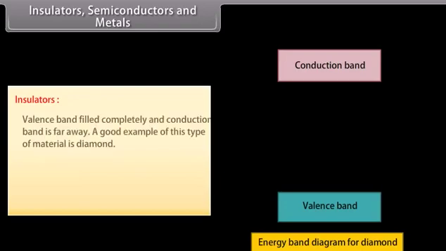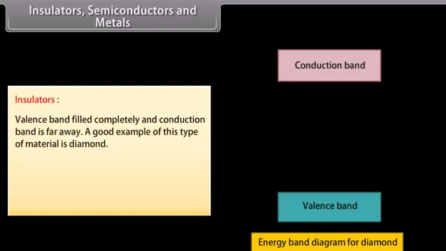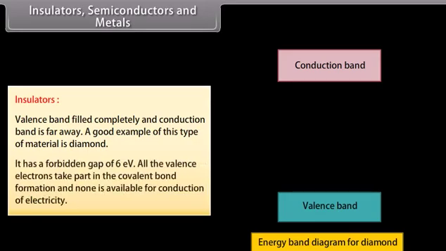Insulators, semiconductors and metals. On the basis of band theory of solids, the solids are classified as insulators, semiconductors and metals. Insulators. Valence band is filled completely and the conduction band is far away. A good example of this type of material is diamond. It has a forbidden gap of 6 electron volts. All the valence electrons take part in covalent bond formation and none is available for conduction of electricity.